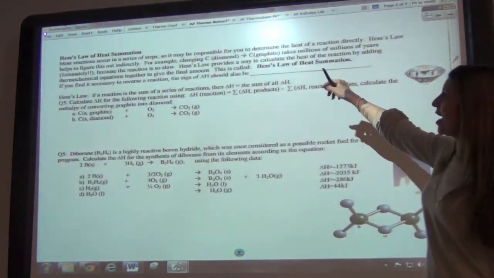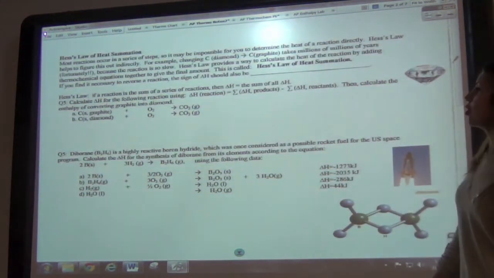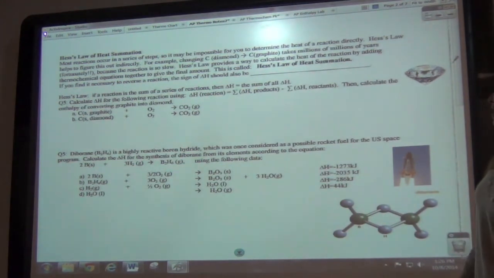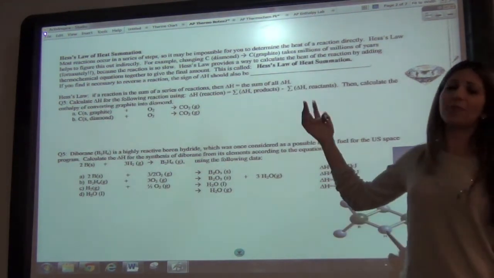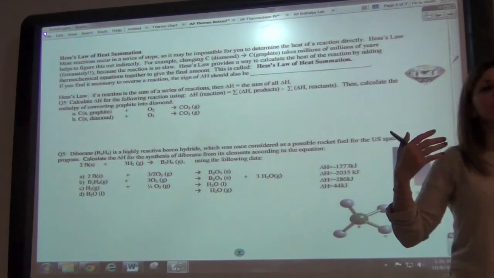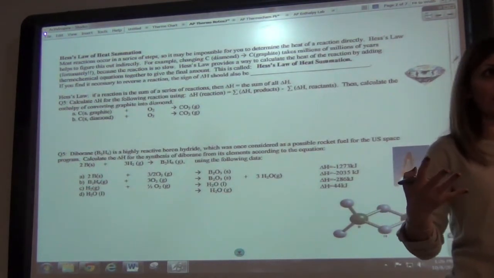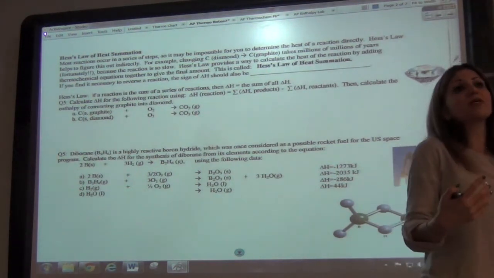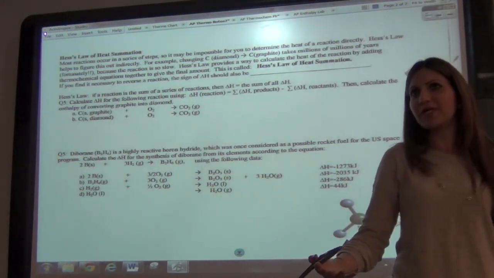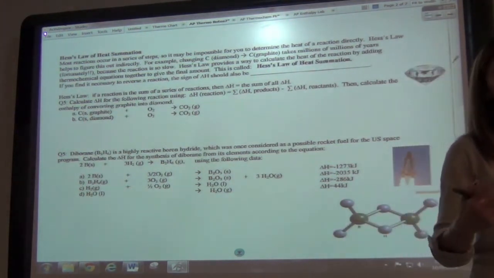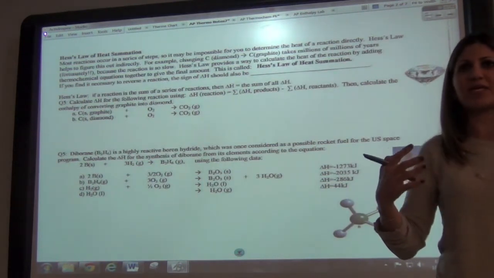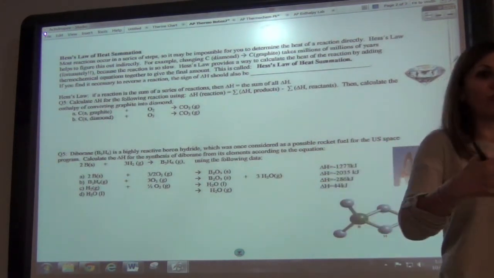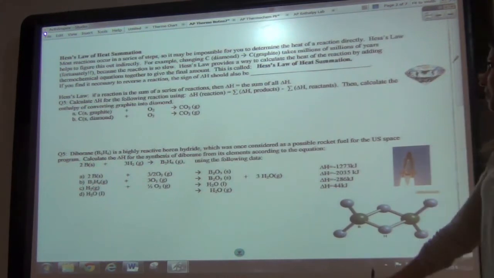So it says most reactions occur in a series of steps. So it may be impossible for you to determine the heat of a reaction directly. Hess's law is going to help us figure this out indirectly. So we're not actually performing this reaction and figuring out how much energy was released or absorbed, because maybe we can't do it in a calorimeter. Maybe there's no mode for us to be able to figure out the energy. It's something that is happening outside of the realm of what we can do in the lab.